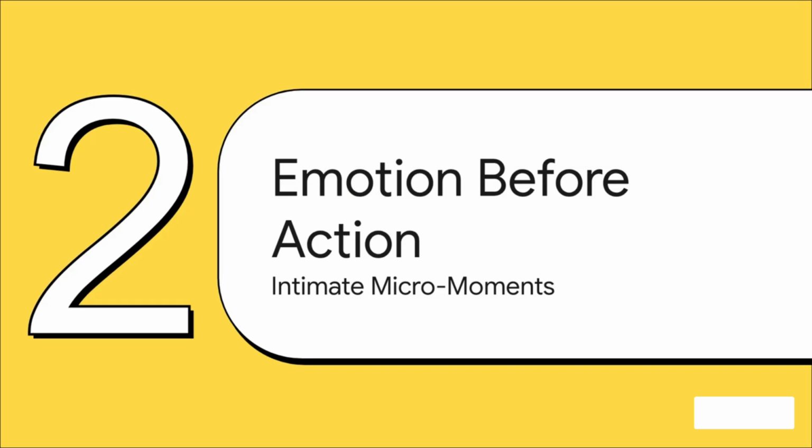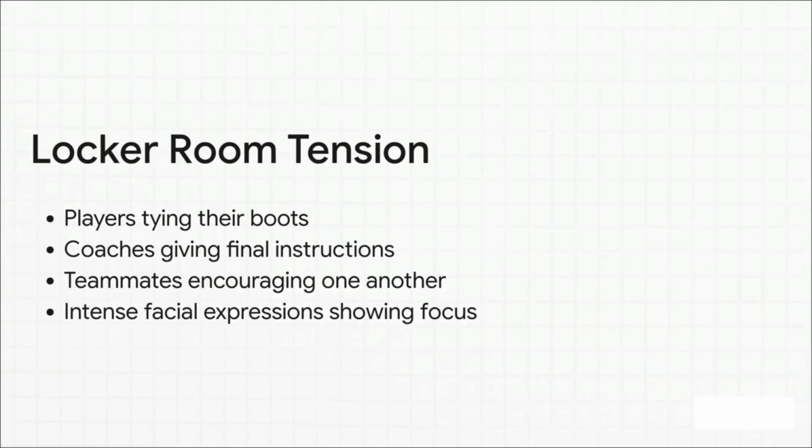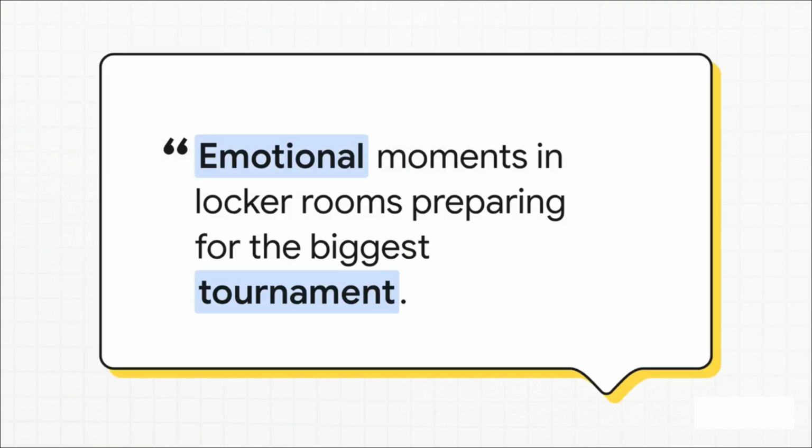Section 2, emotion before the action. Once that massive scale is set, the blueprint completely shifts gears. We move abruptly from the loud macro stadium view right into quiet, intimate micro moments. The source actually demands these cinematic close-ups of pure human focus. Players meticulously tying their boots, coaches whispering final instructions, teammates offering quiet encouragement, and just really intense facial expressions. It's a deliberate pivot into this claustrophobic pre-game tension. The text explicitly calls for capturing emotional moments in locker rooms, preparing for the biggest tournament of their lives.